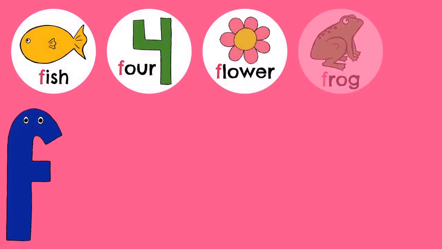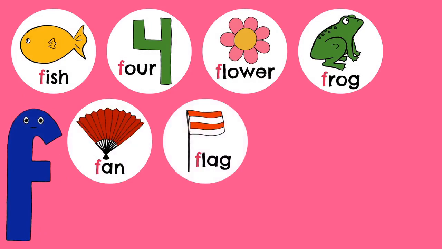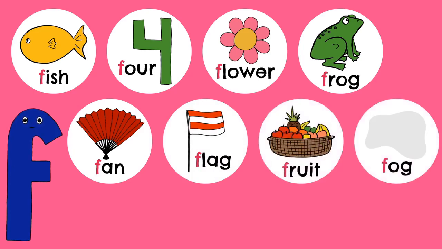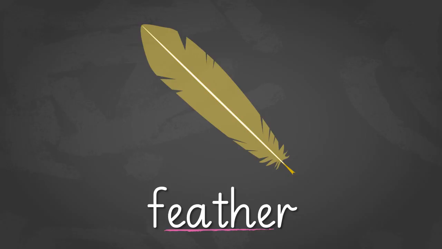Letter F says f, like fish or four or flower or frog. Letter F says f, like fan or flag or fruit or fog. Now listen carefully and repeat the sound and the words after me.